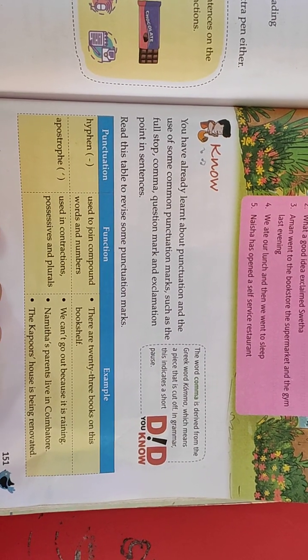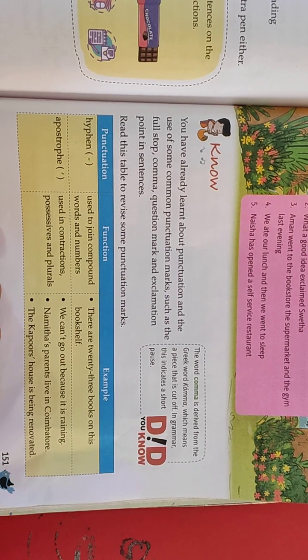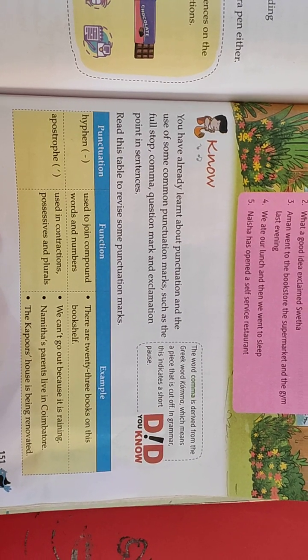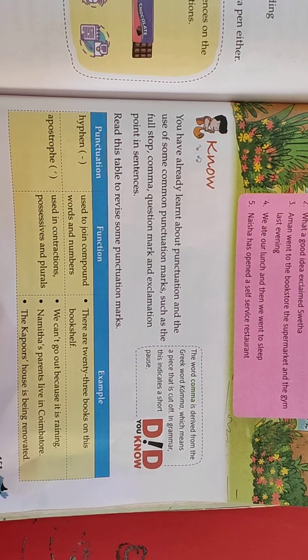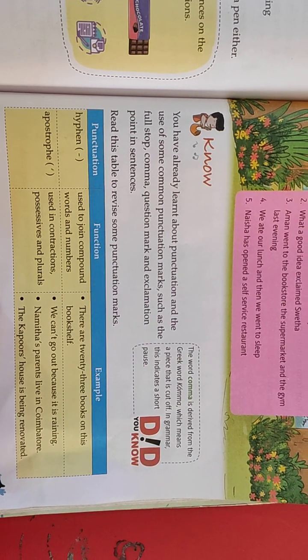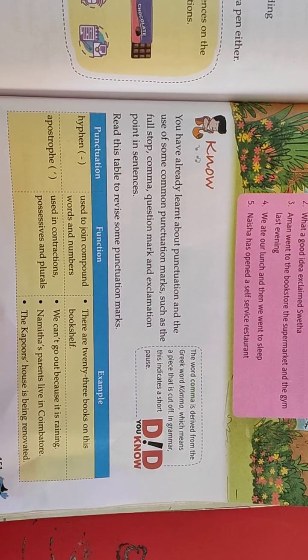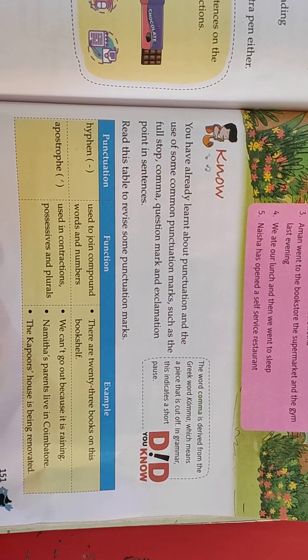See, apostrophe has three uses. The first one is used to show possession. For example, Namita's parents live in Coimbatore. So the possession is Namita's, Namita's parents.